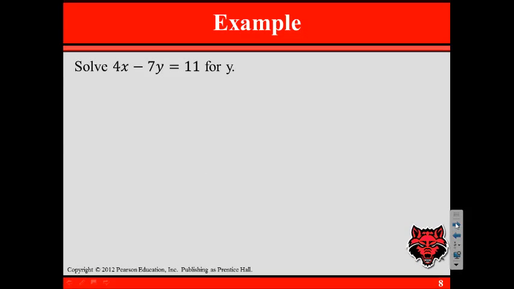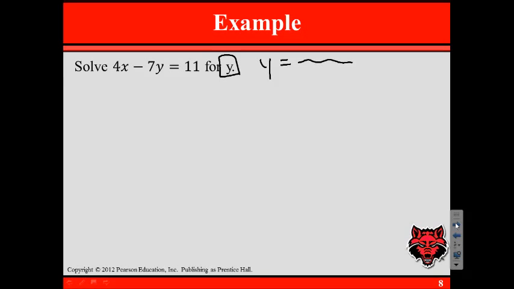Let's try another example. Let's solve 4x minus 7y equals 11 for y. So we're trying to get y by itself. Essentially, at the end, we want y equals something. Remember the steps that we used when we were trying to solve an equation in just one variable. We always tried to simplify each side of the equation, and if we look, we have no like terms on the left side, no like terms on the right side.